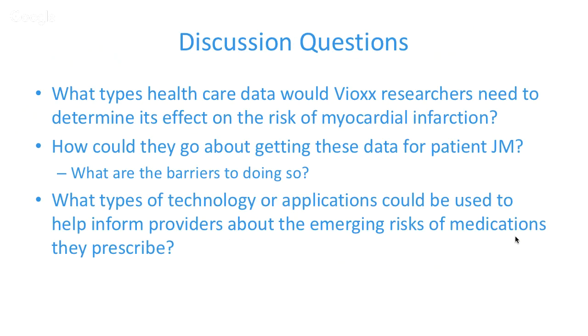And so our discussion questions, a case that will be in the case study for this week, is around this. We've kind of covered the things here. There are a couple of little articles, but basically the questions are, what types of healthcare data would these researchers want in order to determine the risk of myocardial infarction? And how could they go about getting those data for patient JM? Maybe you call St. Cecilia's and say, we're doing a study, can you send us patients? Maybe. Just to think through it. We'll talk more on Thursday about some ideas that people have on this. So you can chew on it a little bit and think about it. And what are those barriers? And then what types of technology or applications could be used to help inform providers about the emerging risks of the medications they prescribe?